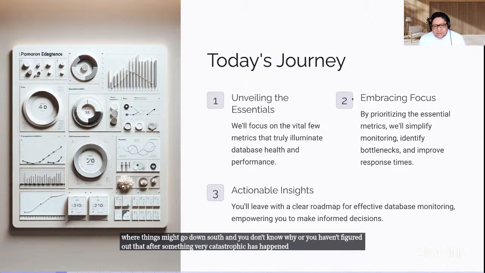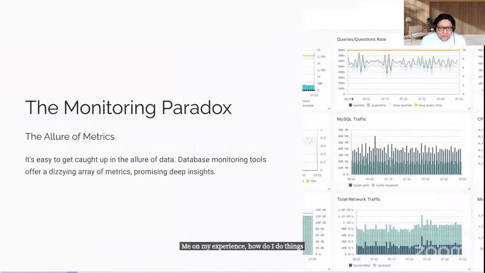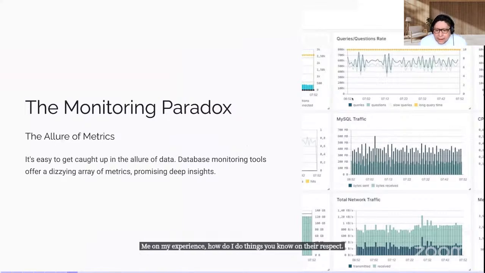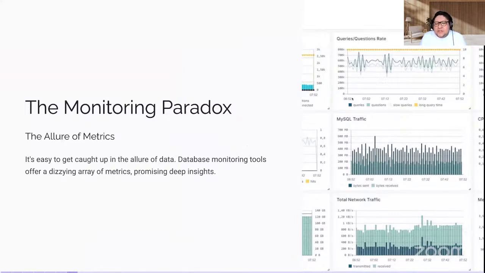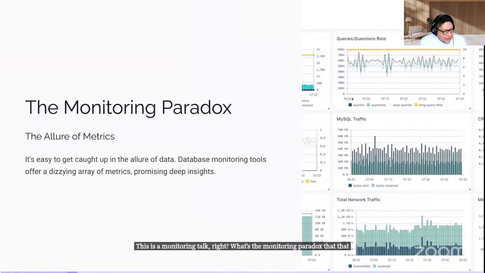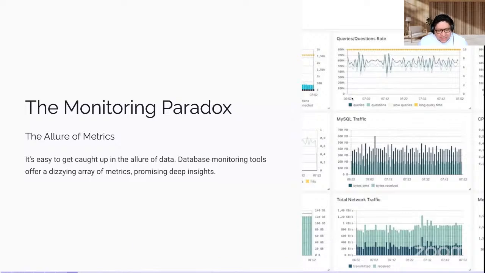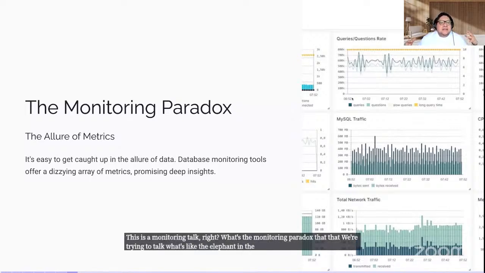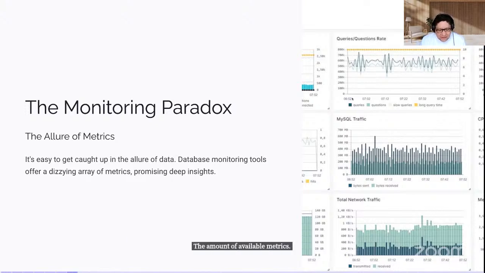And at the end, some actionable insights of how me, my experience, how do I do things on that respect. So this is a monitoring talk, right? So what's the monitoring paradox that we're trying to talk about? What's like the elephant in the room? The elephant in the room is the amount of available metrics and the amount of visible, easy to consume metrics, right?